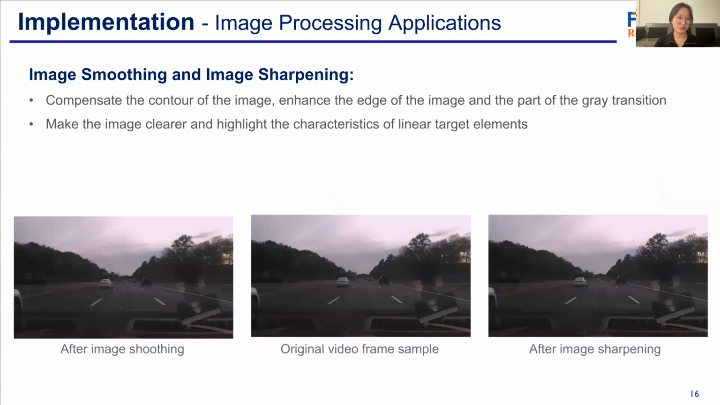Then is image sharpening and image smoothing. Image sharpening can compensate for the outline of the image, enhance the edge and the part of the gray transition, and make the image clearer. The purpose is to make the edges, contours, and details of the image clear. The right side of the original frame is the image after image sharpening, and the left side is the image after image smoothing.